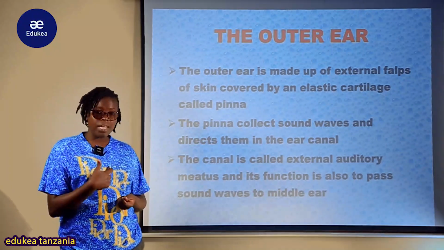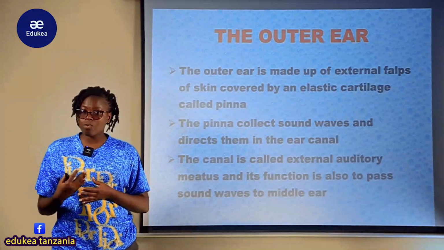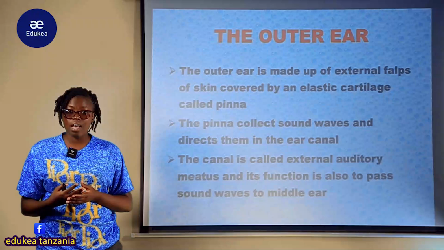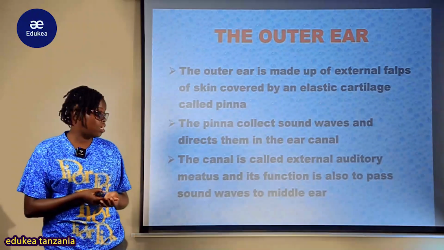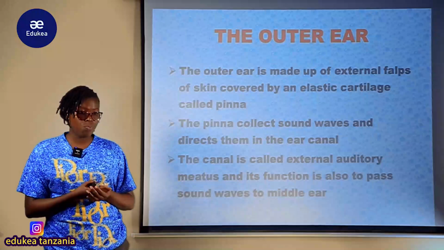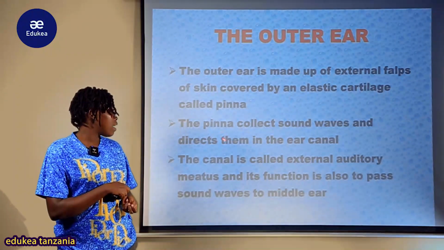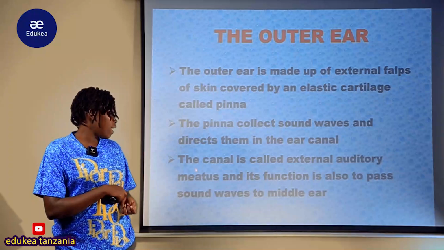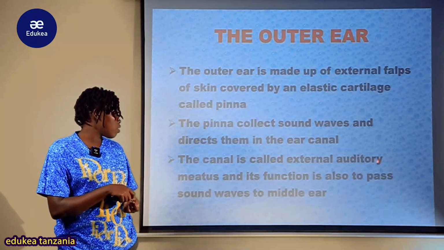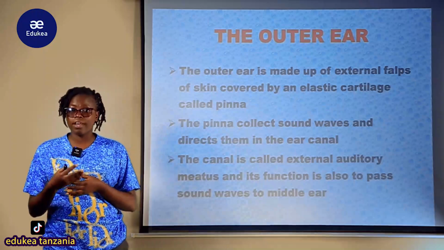canal. So the pinna hii hapa ambayo ni air flap inasaidia katika collection of the sound wave na kuweza kuzidirect katika ear canal ambayo ni mrija wa sikio na kuweza kuzipeleka katika sikio la kati ambayo unakutana na nyundo. So the pinna collect the sound waves and direct them to the ear canal. The canal is called our external auditory meatus. Kwa sikia external auditory meatus jua kwamba ni ear canal.